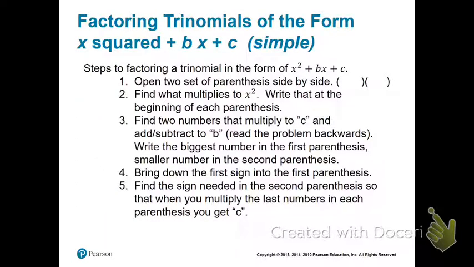Alright, so for factoring trinomials of the form x squared plus bx plus c, what I call this simple. So the steps here, I'm just going to run through them and then we'll actually do them. First, we're going to open 2 sets of parentheses side by side. Then we're going to find what multiplies to x squared and write that at the beginning of each parentheses. Then we're going to find 2 numbers that multiply to c and add or subtract to b. We read the problem backwards. Write the biggest number in the first parentheses, smaller number in the second parentheses. Then we're going to bring down the first sign into the first parenthesis. And then we'll find the sign needed in the second parenthesis so that when you multiply the last numbers in each parenthesis, you'll get c.